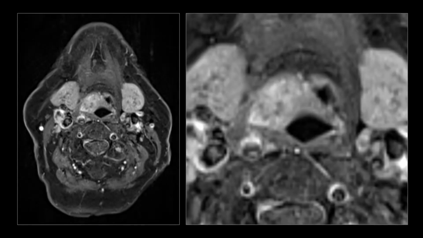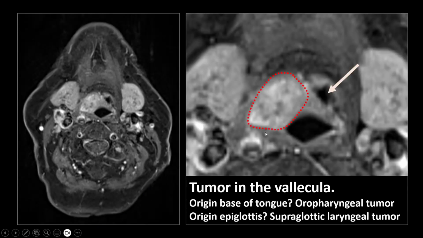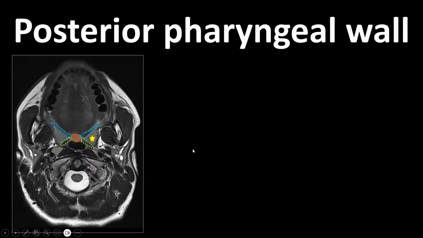The difficulty with a tumor in the vallecula, as we see here, so this is the normal vallecula, and this is a vallecula completely obliterated by enhancing tissue because there's a tumor there. What's the origin of the tumor? If the tumor originates from the base of the tongue, you're dealing with an oropharyngeal tumor. If the origin is the epiglottis, which is theoretically possible, we are dealing with a supraglottic laryngeal tumor. In this case, I would feel inclined to say this is going to be a tongue-base tumor, completely obliterating the vallecula, but it can be very difficult and sometimes more a distinction based on gut feeling than hard arguments.